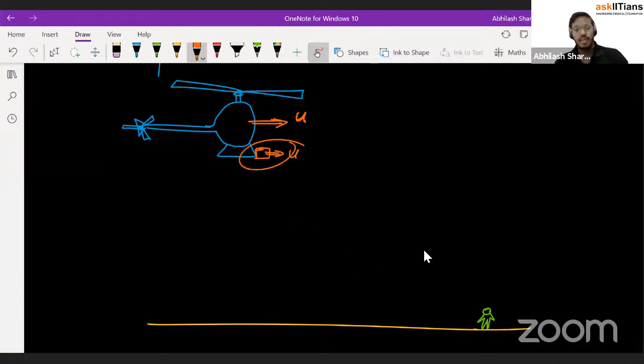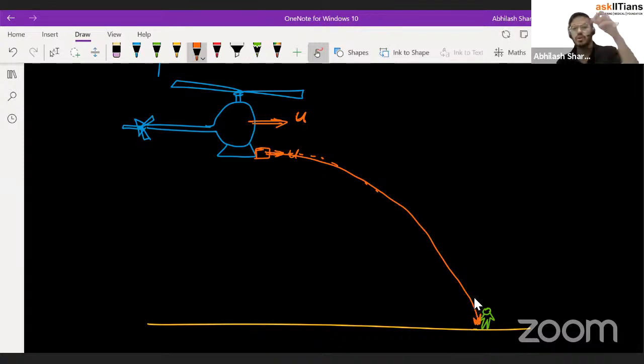Now the chopper has released this packet. The packet will come out with the speed u horizontally. Now, after that, it has nothing to do with the chopper. The chopper is going to go away. This packet is entirely in the hands of gravity now. So what will gravity do? It will try to move ahead as it is doing, but at the same time, gravity will pull it down. So the kind of motion it will do is like this.